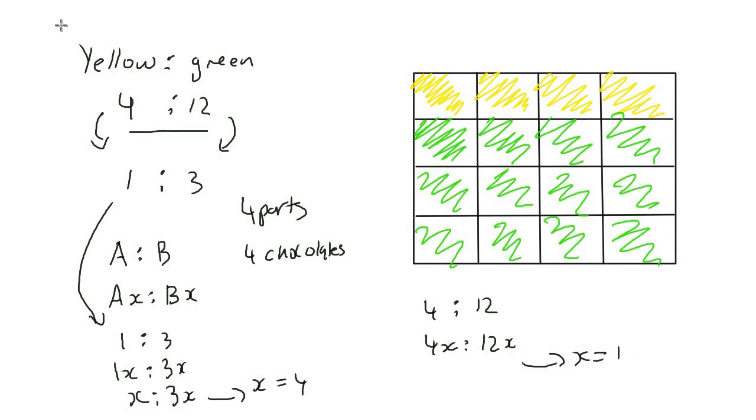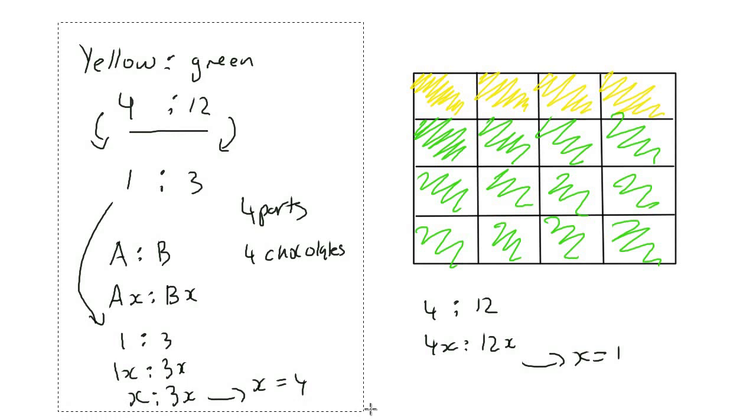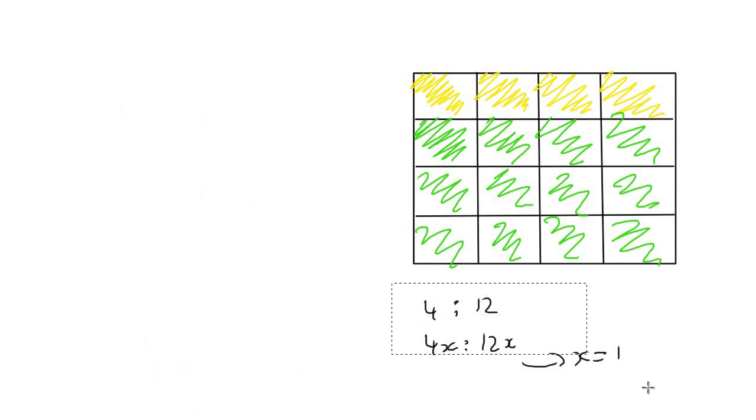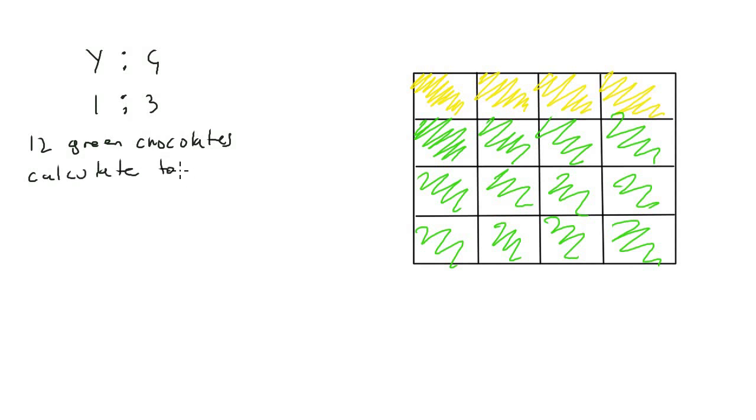So how does this translate into a question? Well, let's see. So let's say we're given a question that in a box of chocolates, the ratio of chocolates with yellow wrappers to the ratio of chocolates with green wrappers is 1 to 3. And we're told that there are 12 green chocolates. And we're asked to calculate the total amount of chocolates.